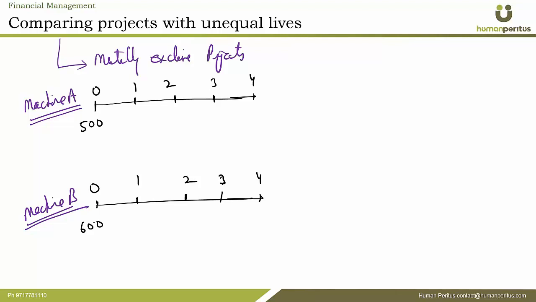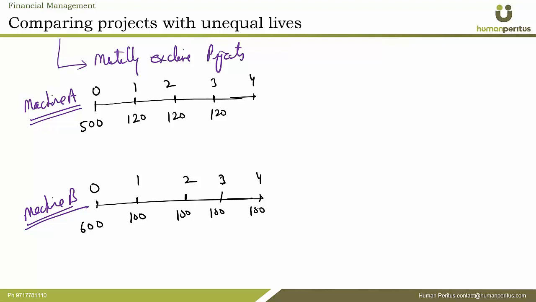Machine B will cost you 600 rupees. In case of machine A, at the end of year 1 you will pay a maintenance cost of 120 rupees, then again 120, then again 120. In case of machine B, you will pay 100 rupees of maintenance each year, for four years. So you are only paying, not getting any cash flow. Now the question is, which machine should we choose?